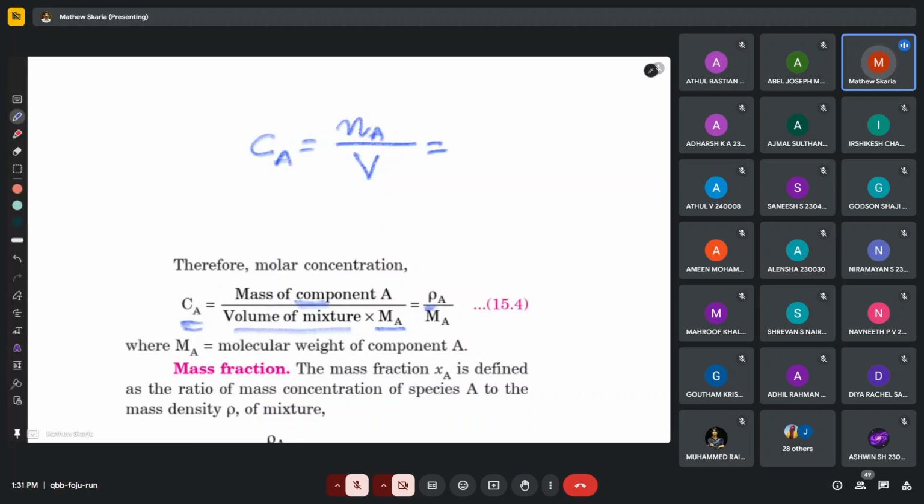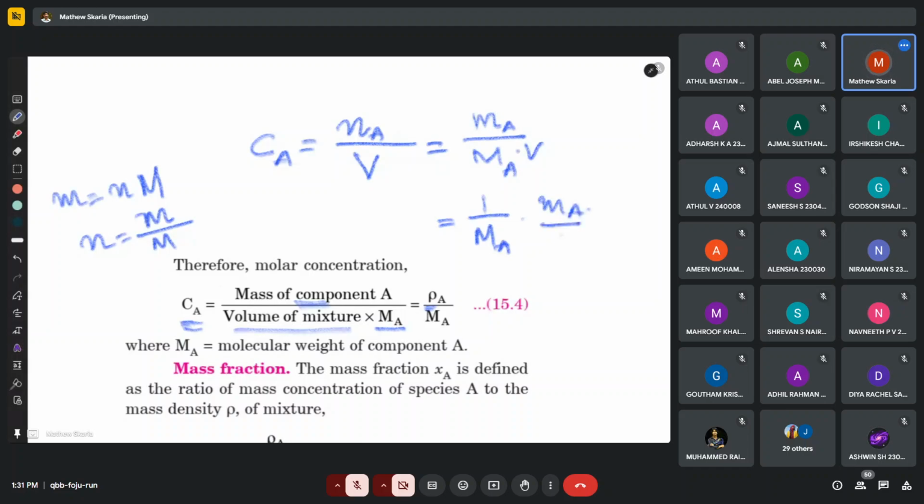So this is again equal to Na. How to write Na? We know m is equal to number of moles into molecular weight. So n is equal to small m divided by capital M. So this is equal to small m divided by capital M of the species A, that is the molecular weight. So this is equal to 1 by M_A into m_A by V.